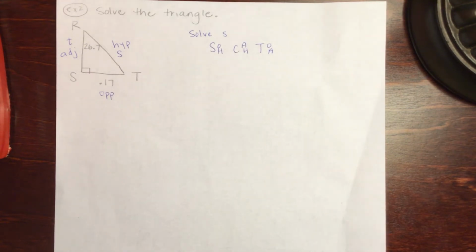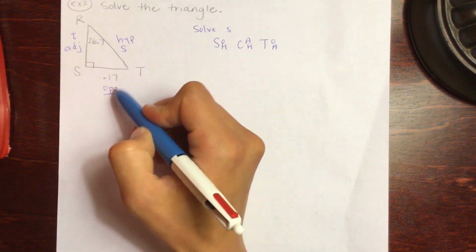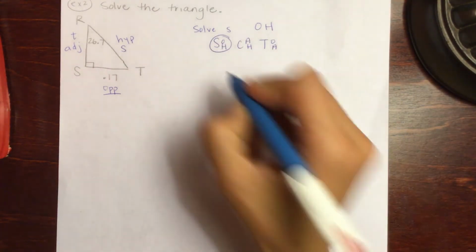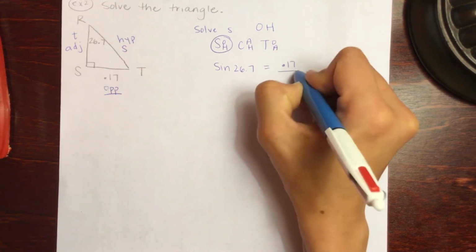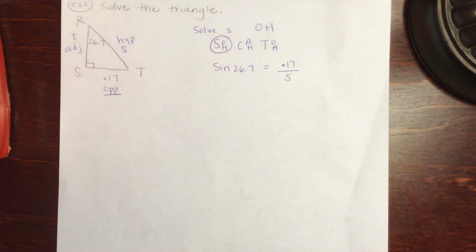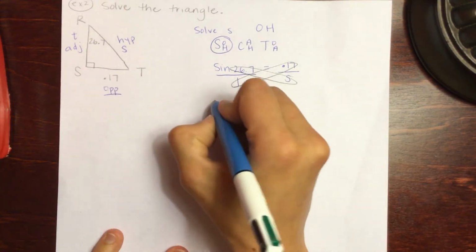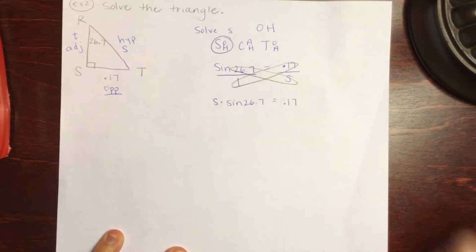To solve for little s, we know the opposite side, and we're looking for the hypotenuse. Opposite, hypotenuse. We want to use the SO fraction. Set up your trig fraction. You can write sine over 1 if it'll help you, because now we need to cross multiply. Since this is a side, we cross multiply to solve. S times sine of 26.7 equals 1 times 0.17.